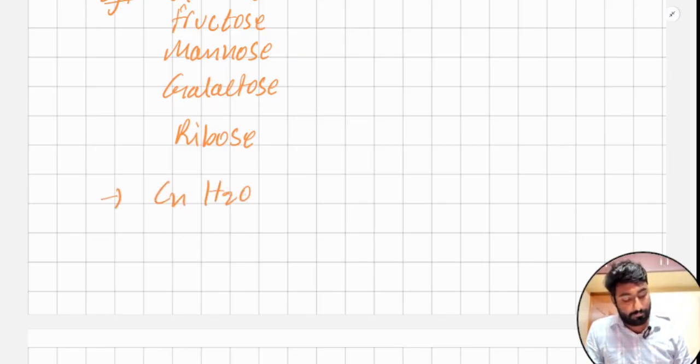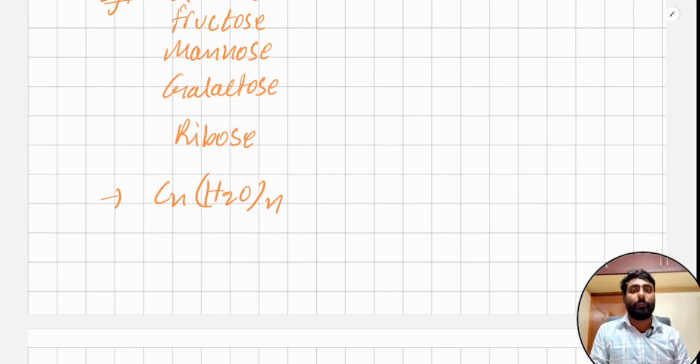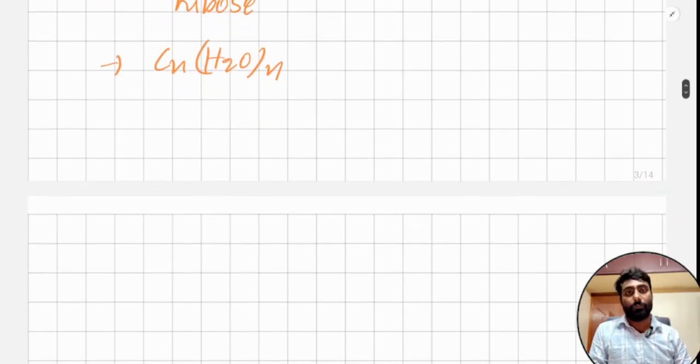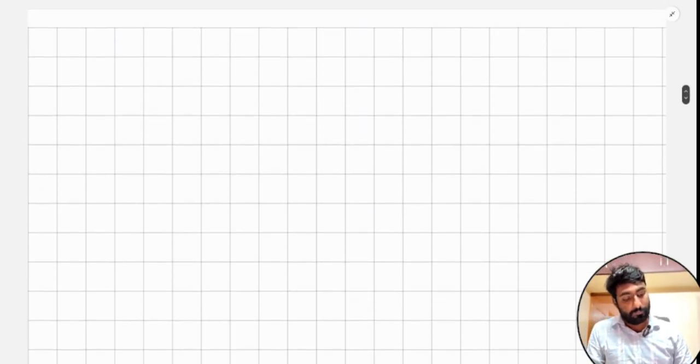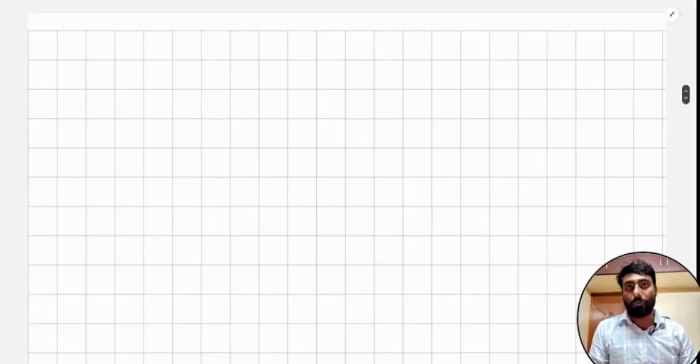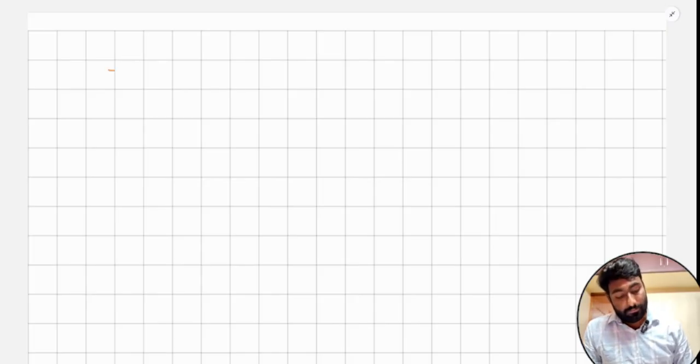C n (H2O) n. For a carbohydrate to obey this rule, it should minimum require 3 carbons in it. Okay, how many carbons does it require? Minimum 3 carbons. So, what is the 3 carbon monosaccharide which has an aldehyde group in it, students? Yes, it is your glyceraldehyde.